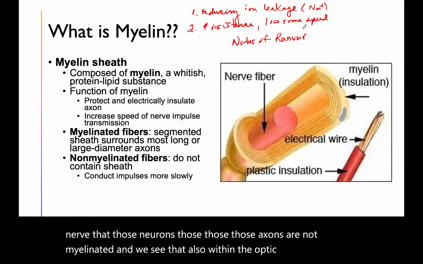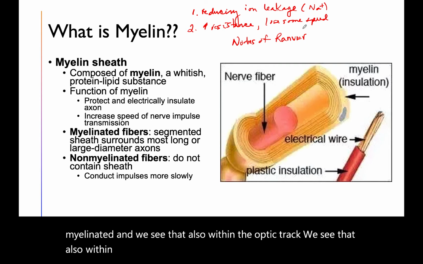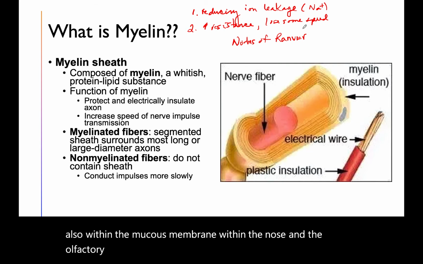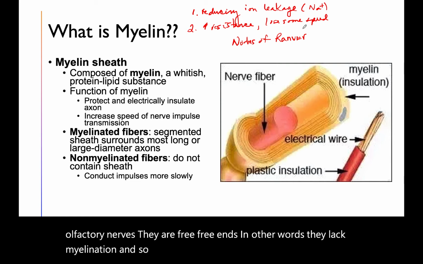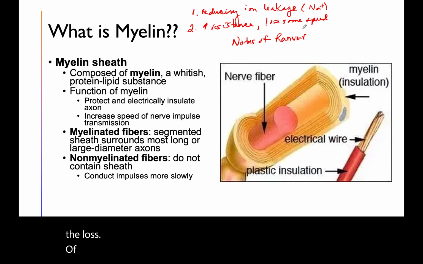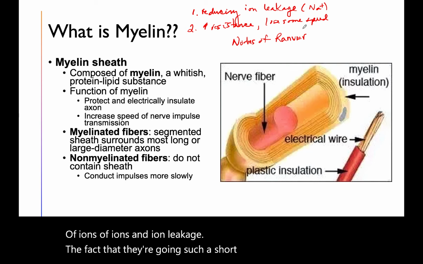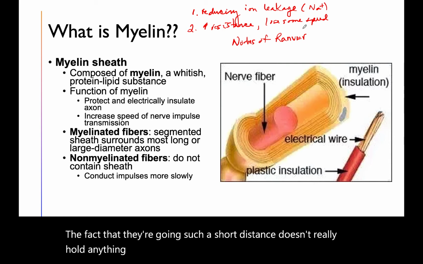We see that also within the mucous membrane within the nose and the olfactory nerves. They are free ends. In other words, they lack myelination, and so while they conduct more slowly because of the ion leakage, the fact that they're going such a short distance doesn't really hold anything down. Right? And so we do see instances of non-myelinated fibers.